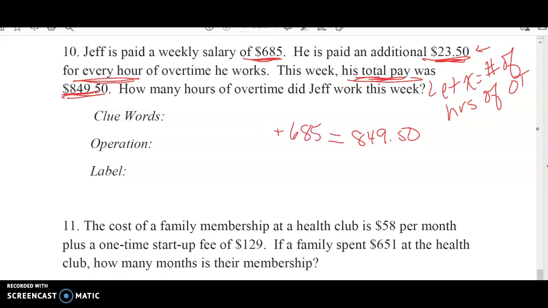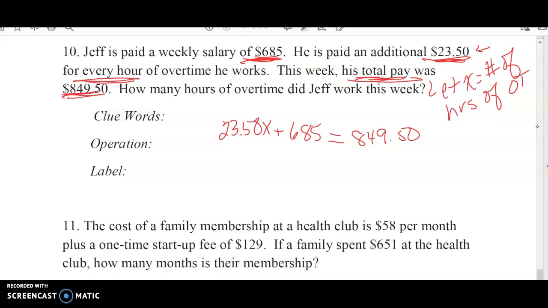When you find your constant, that's going to be the one that is not stuck to the variable. Okay? Whatever number depends on X, that's the number you're going to put with your variable. So he makes an additional $23.50 for every hour. So it's $23.50 per hour. Per means to multiply. So $23.50 for every hour.